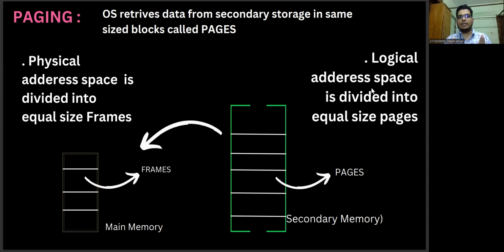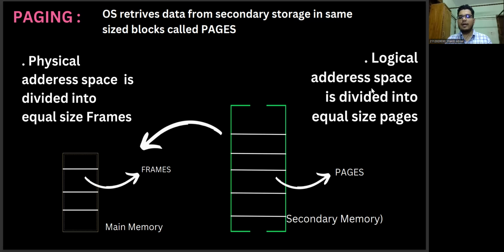Now, there are two things to be known: physical address space and logical address space. What is physical address space? Physical address space is the division of the main memory that is known as frames, whereas logical address space is the division of the secondary memory that is known as pages. That's what our main focus is.